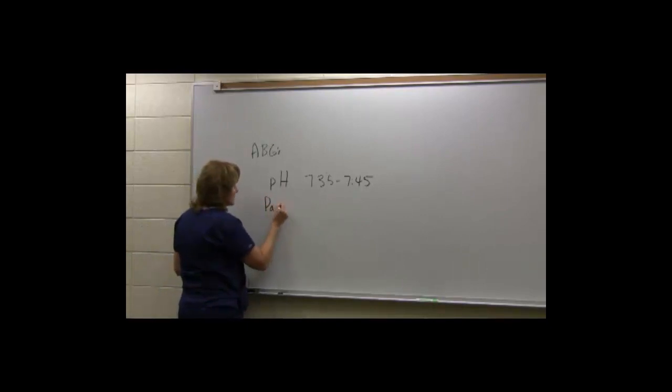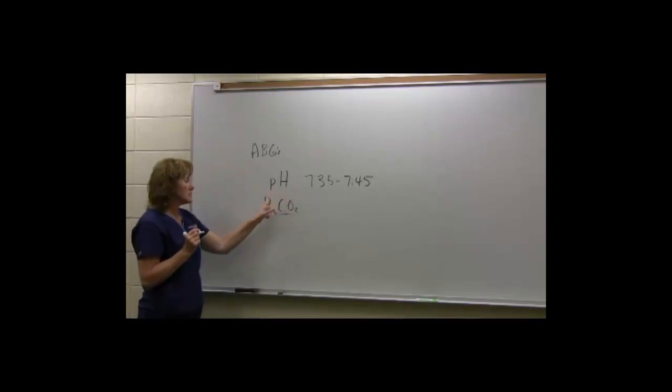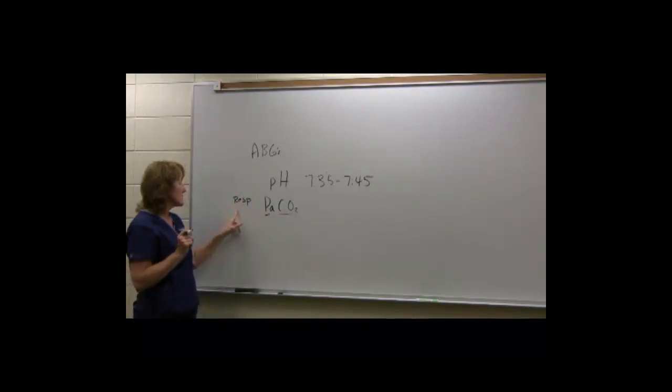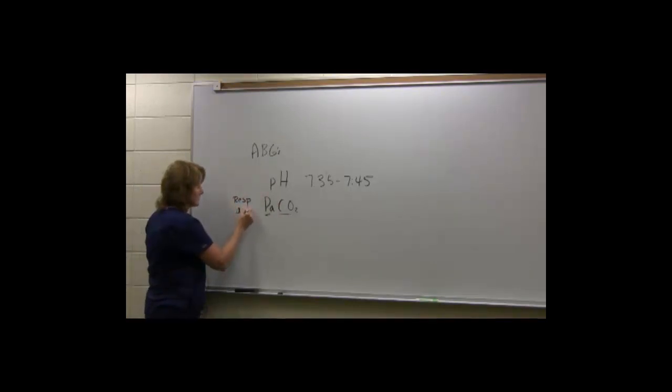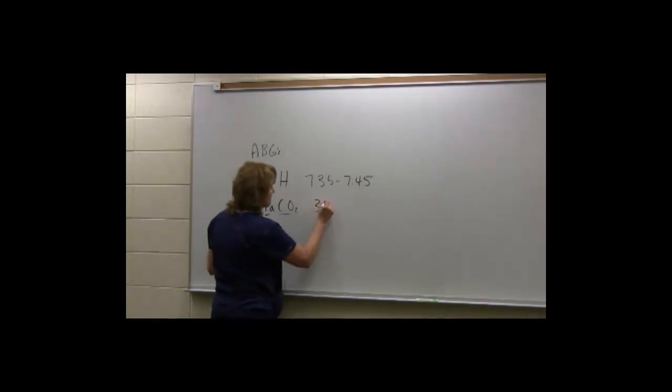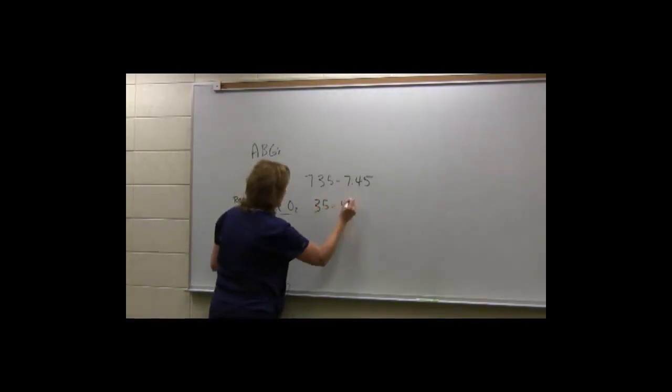Our normal PaCO2, so we have a P in front of our CO2. CO2 is respiratory. So I retain or blow off CO2 based on my breathing rate. Respiratory is CO2. The CO2 is my acid. A normal PaCO2 is 35 to 45.